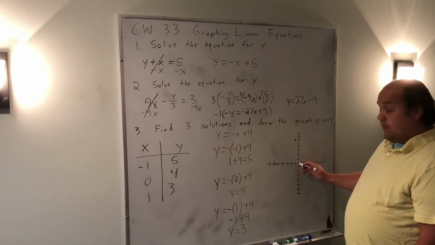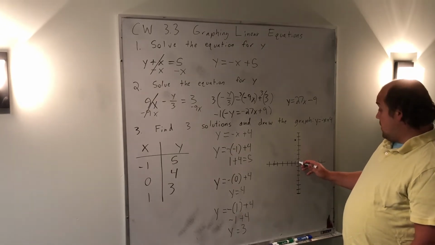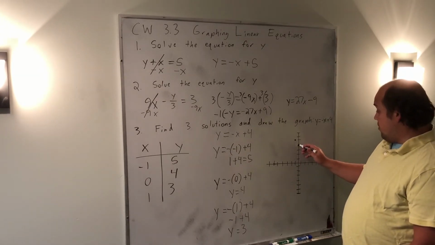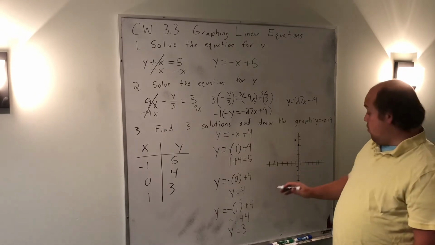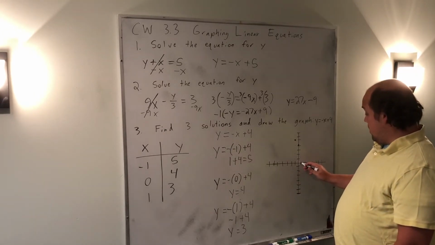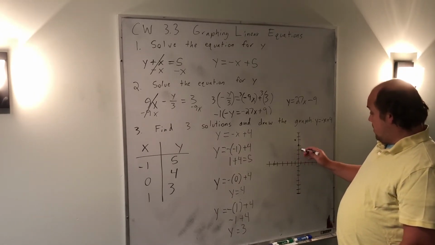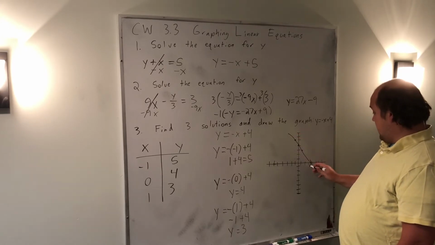0 means I don't move left or right at all. I'm on the axis. I go up 4. It's about there. Next one tells me to go 1, 3. I go to the right 1, up 1, 2, 3. This line should look something like this.